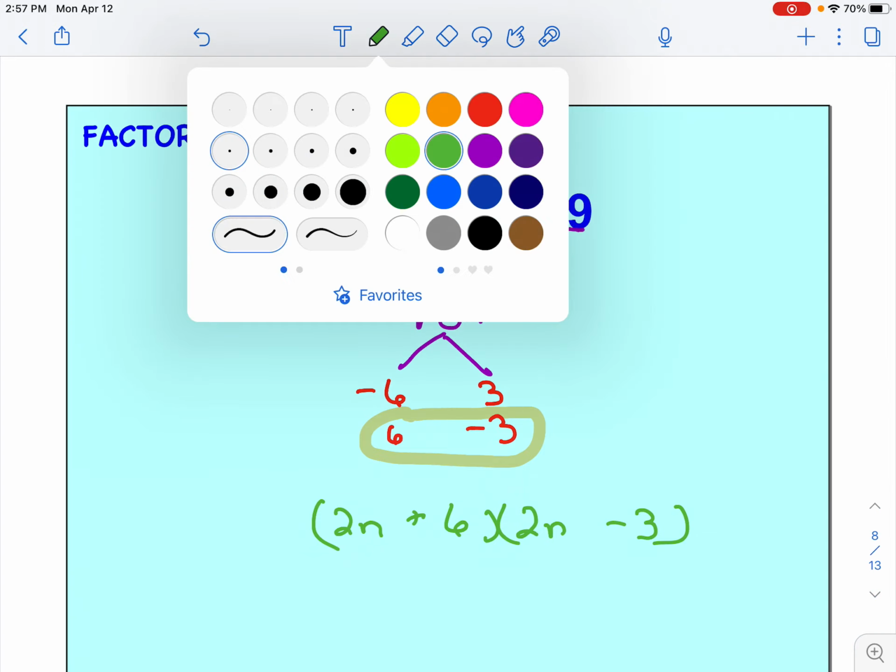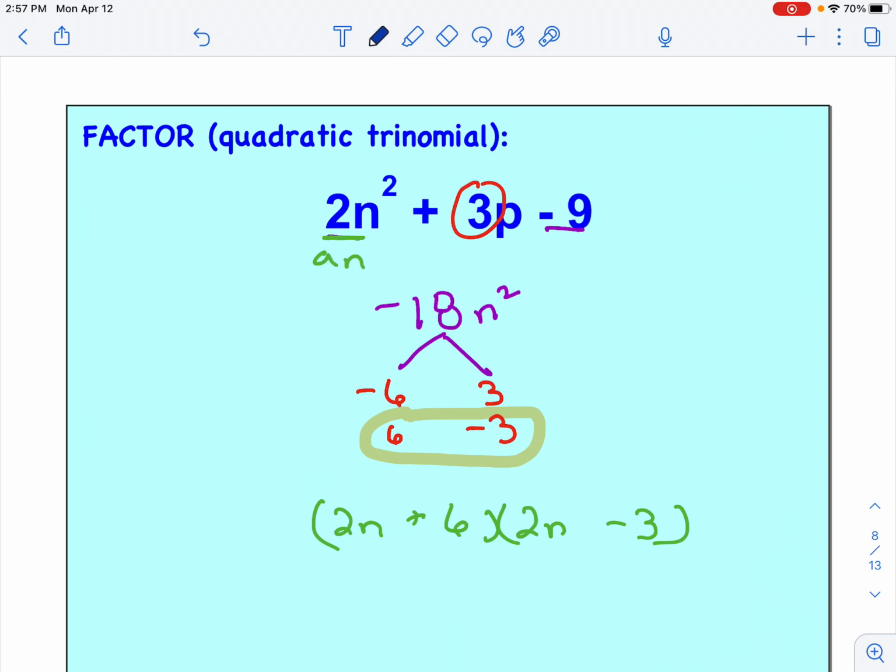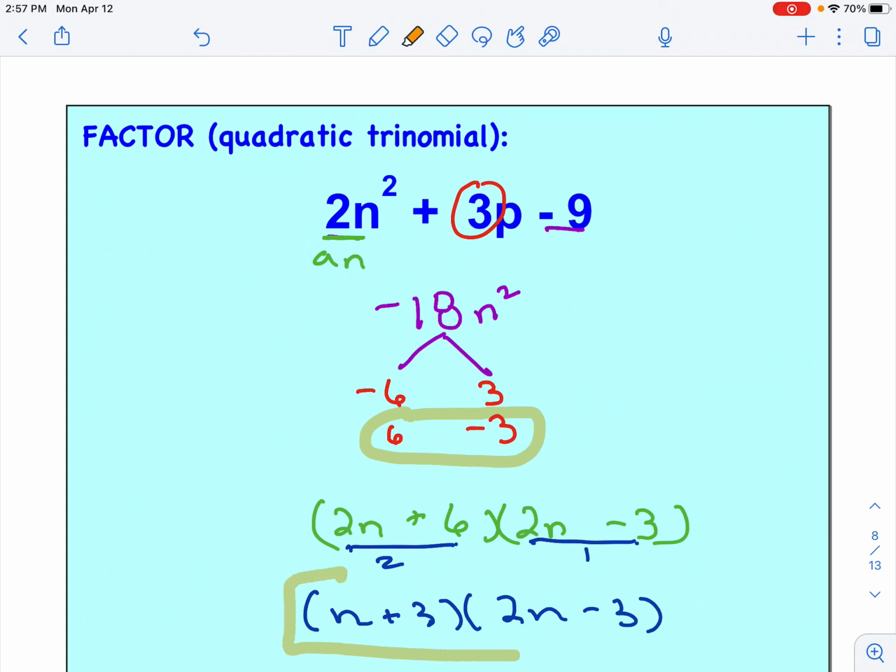Now I'm going to divide by the GCF. So is there a number that goes into both? Yes, 2. So I can divide by 2, and that would give me n plus 3. Is there a GCF here, a number that goes into each? No. So I'd really be dividing by 1, which doesn't change it. And there we go. So there is our factored form.